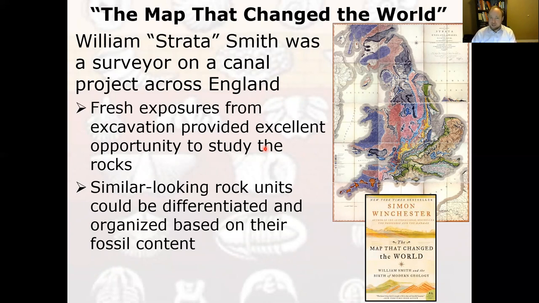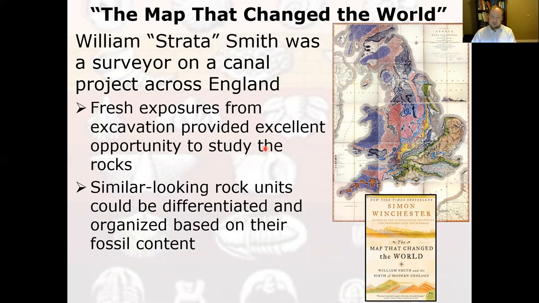So he had this very unique opportunity to see rocks that no one else had before. And obviously, as he was traversing the countryside through the stratigraphy, he started seeing these repeating patterns of rock units, and he probably had a little bit of trouble telling them apart. As we know from some of the field trips, sometimes a sandstone looks like a sandstone, looks like a sandstone, and a shale looks like a shale, looks like a shale. How do you tell them apart?